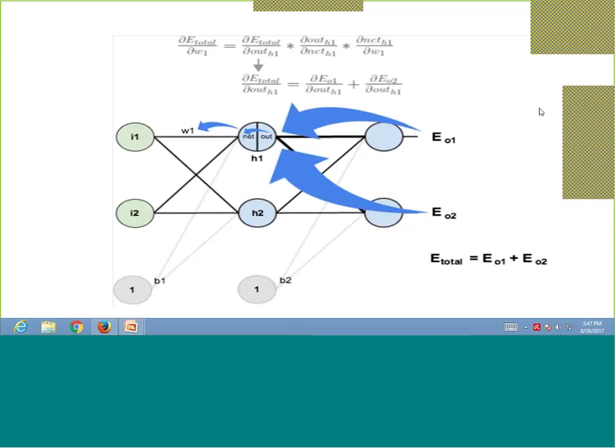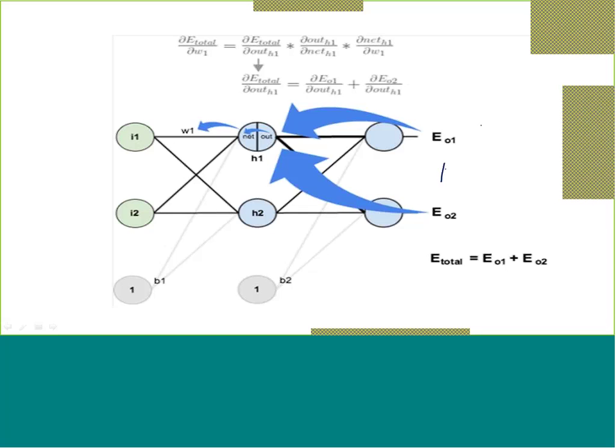Okay, so finally this is a hidden layer here, and it is important to understand. I want to find out, this is my total error, right? This is the sum of E01 plus E02. This is the total error, and I want to find out how much the change in W will affect my total error. This is my first task, to find the differentiation of the total error with respect to W1.